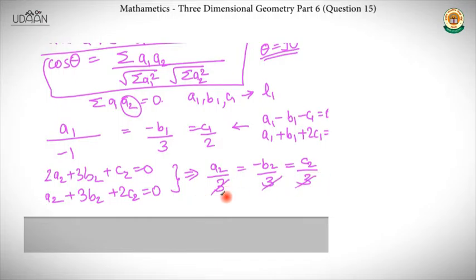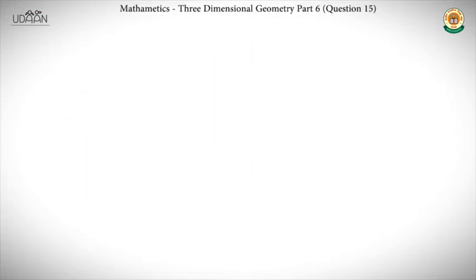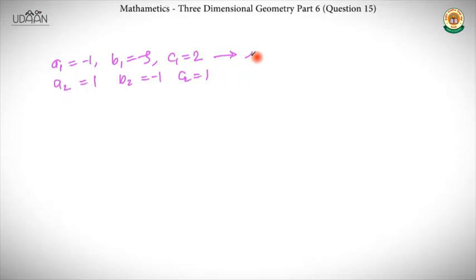So as direction ratios are proportional numbers to direction cosines, we can take a1 equal to minus 1, comma b1 equal to minus 3, comma c1 equal to 2 as one of the possible values of a1, b1, c1, and a2 equal to 1, b2 equal to minus 1, and c2 equal to 1. This is a set of possible values for lines L1 and L2 respectively.